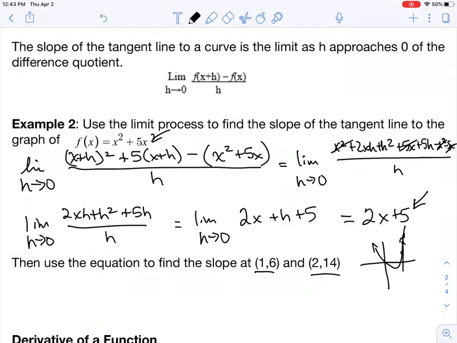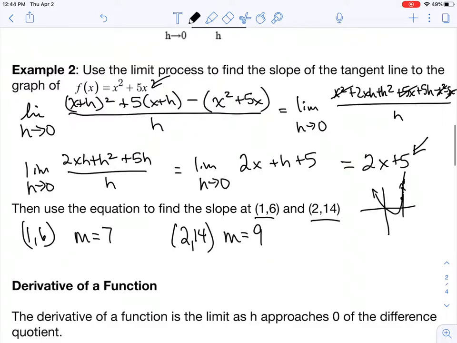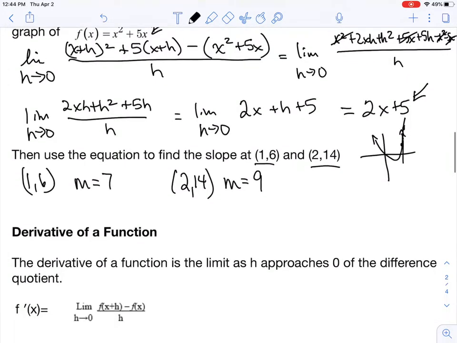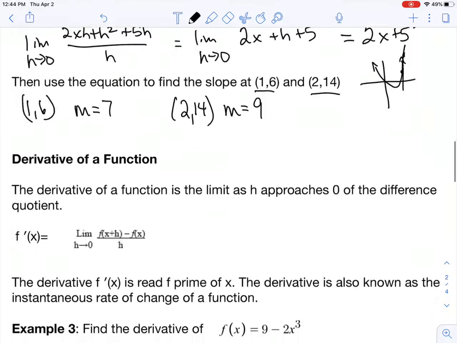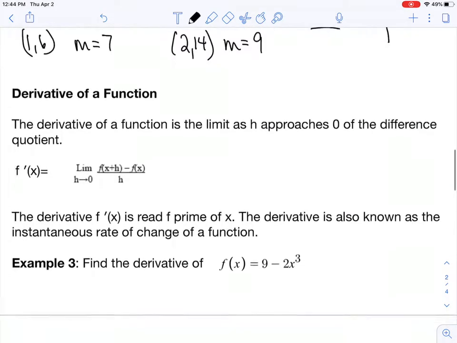So if we plug in at (1, 6), x is 1, so the slope is 2 times 1 plus 5, which is 7. And at the point (2, 14), the slope is 2 times 2 plus 5, or 9. So now you have a point and a slope. It's really easy to find the equation of a tangent line, which, if you remember from chapter 10, was a little bit longer of a process with the parabolas that we had in chapter 10.